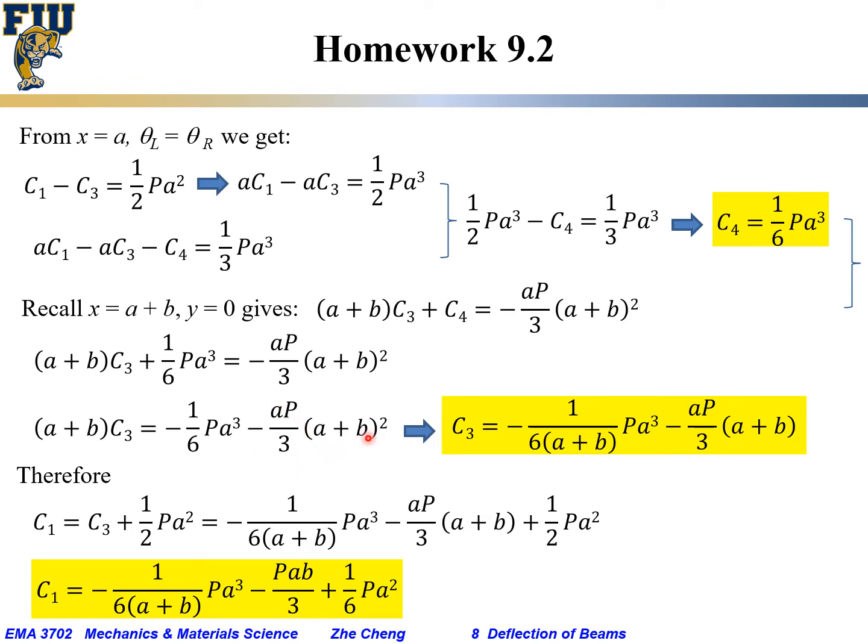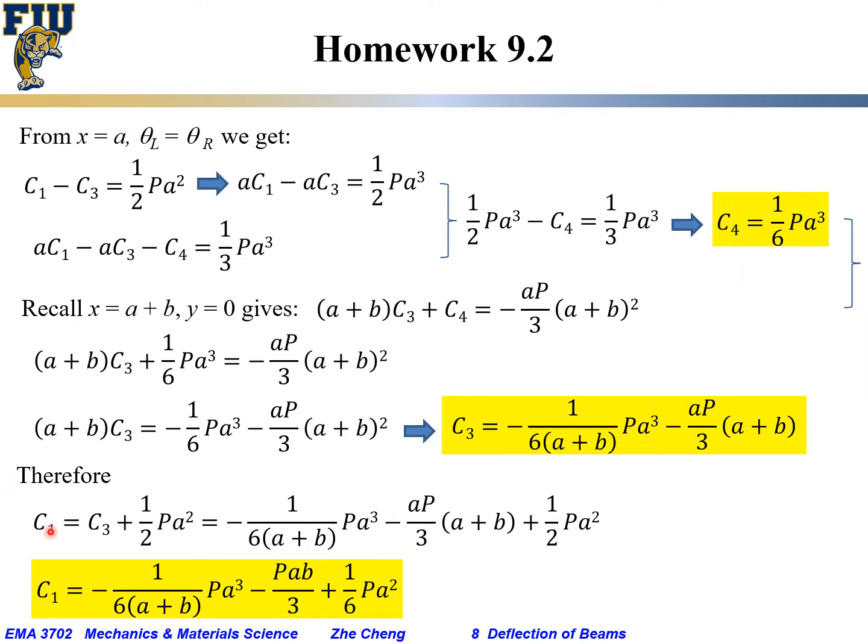And of course, if we move a plus b to the right side, we will have C3 equals minus 1 over 6 (a plus b) P a cubed minus a P over 3 (a plus b), because the a square and ab terms cancel. Okay, so we would have the C3 term, the C4 term, and the C2 term we know is 0.